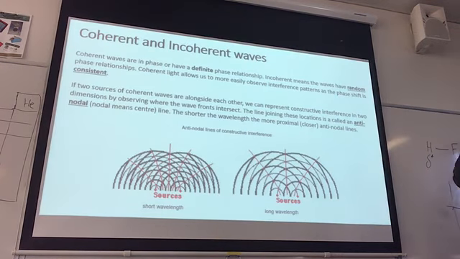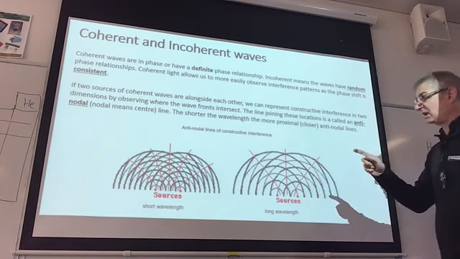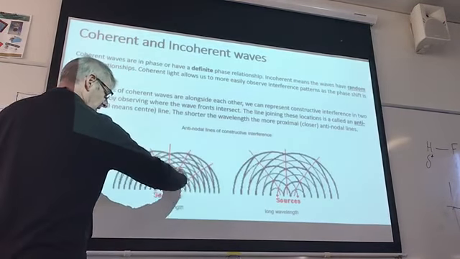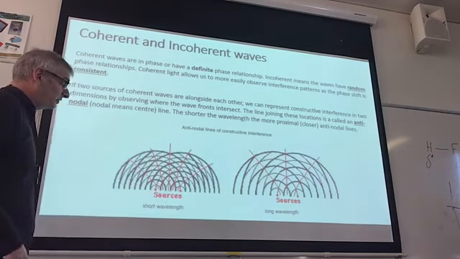So we can look at that in, the first example is just 1D, this is in 2D. So coherent waves have a phase relationship, whereas incoherent means that the phase relationships are just random and you can't really identify good patterns out of them. So we can get interference patterns when we've got consistent or coherent waves.